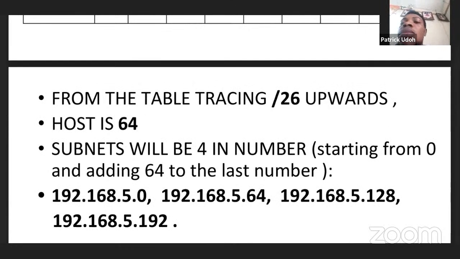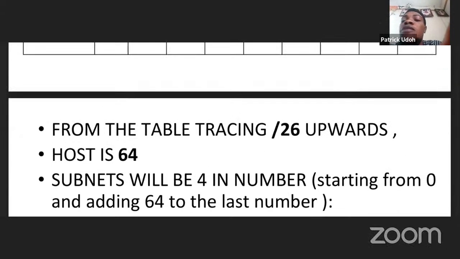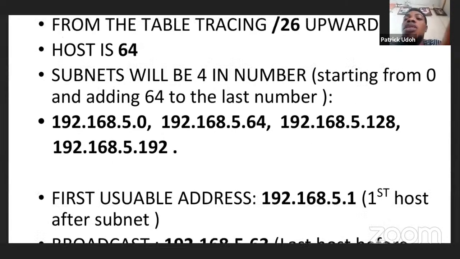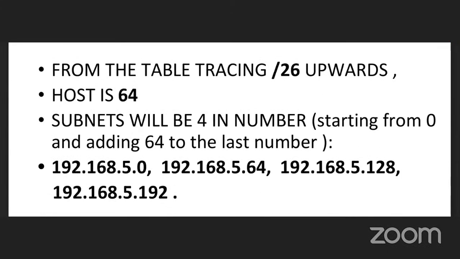The subnets will be 4 in number, starting from 0 and adding 64 to the last number each time. So our subnet addresses start from 192.168.5.0. Then for the next one, you add 64 since the host is 64: 192.168.5.64. The third one will be 192.168.5.128, and the last one will be 192.168.5.192, making it 4 subnets, like we said.